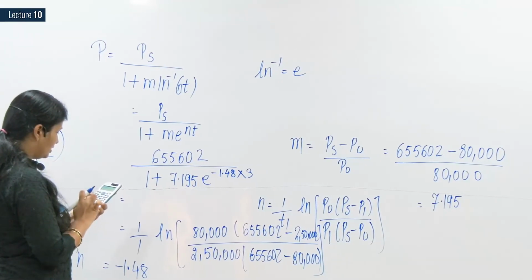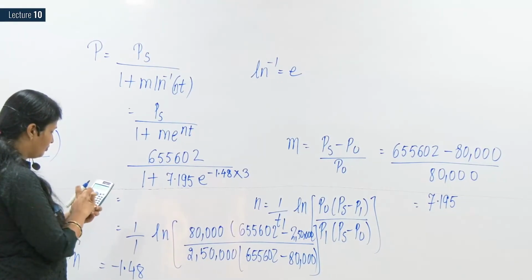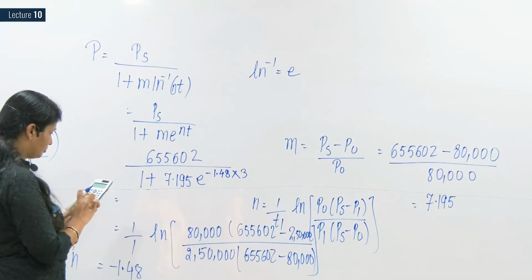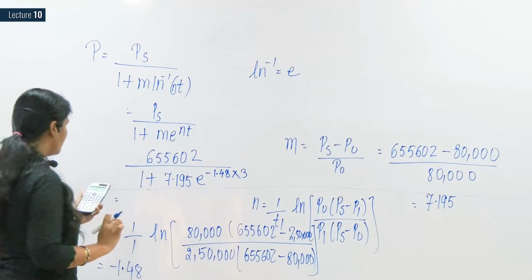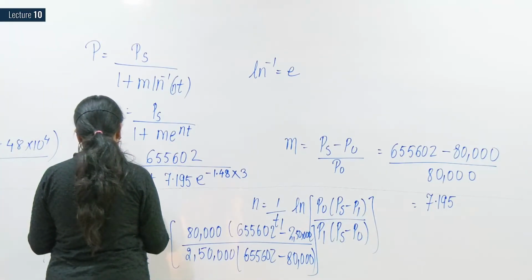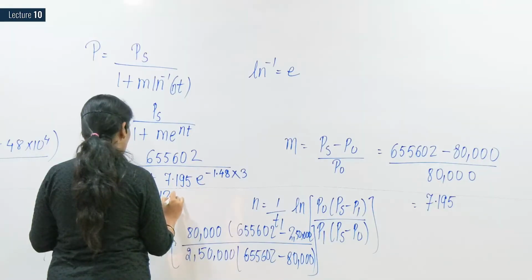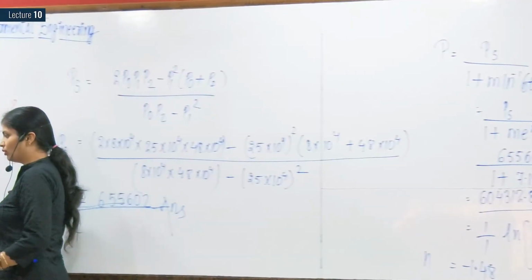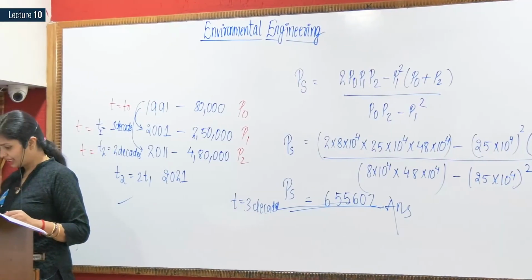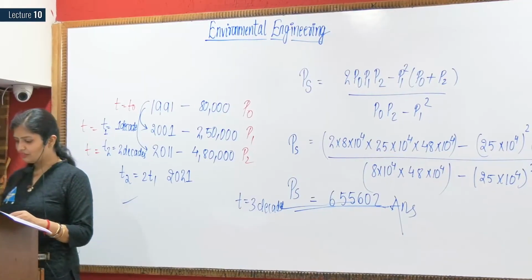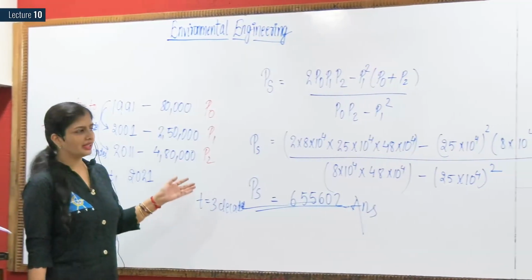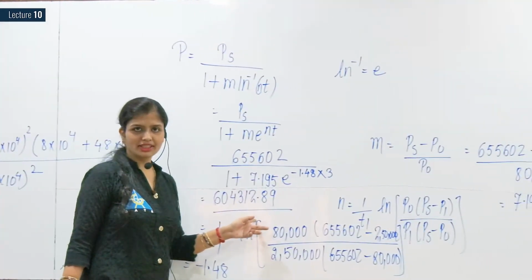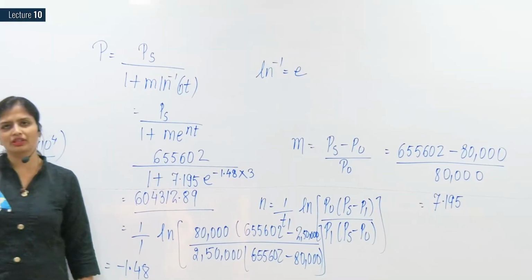655,602 divided by 1 plus 7.195 e to the power minus 1.48 into 3. So from here you got the population as 604,312.89. Has it told you to round off to the nearest integer? No, it hasn't told you like this. So if you want, you can round it off to the nearest integer, or you can substitute it like this only.